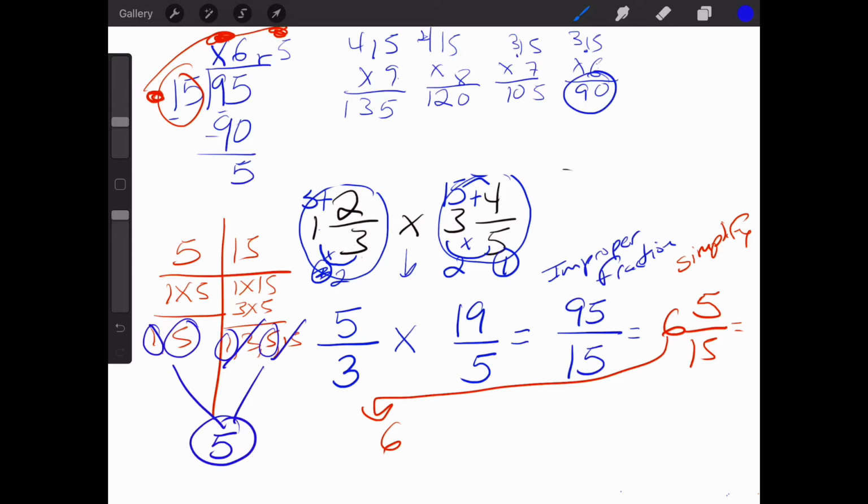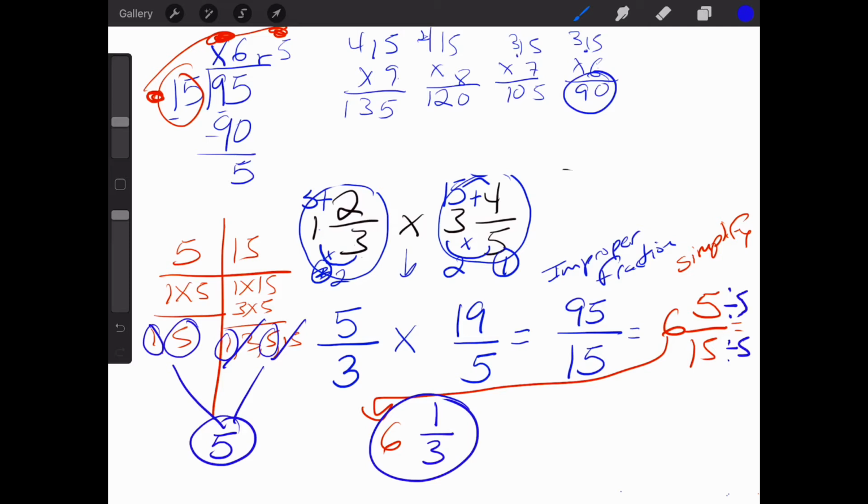Okay. So you would divide by 5 on top, divide by 5 on the bottom. Remember, whatever you do to the top, you do to the bottom, and whatever you do to the bottom, you do to the top. 5 divided by 5 is 1. 15 divided by 5 is 3, and you get 6 1/3 as your answer.